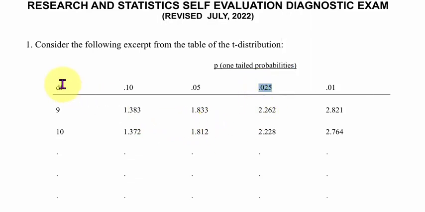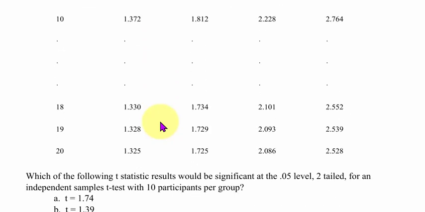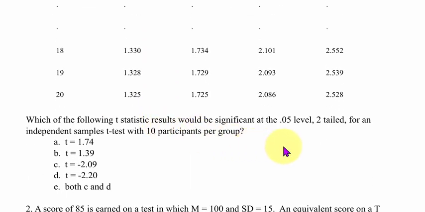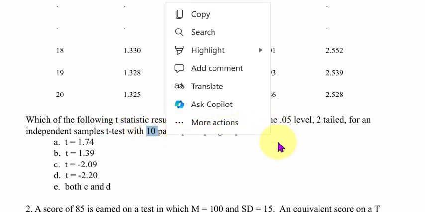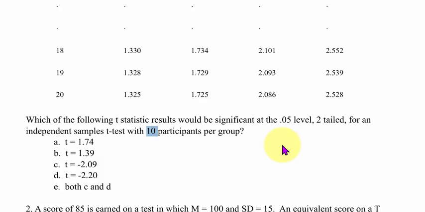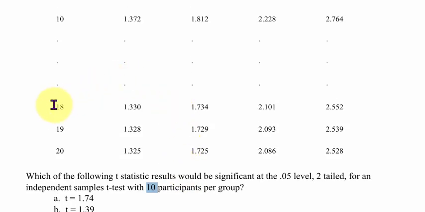Now we got to calculate the degrees of freedom. So remember, the degrees of freedom are the number of total people. So she's got two groups with 10 people apiece. So 2 times 10 is 20 minus the number of groups. And an independent sample t-test has 2 groups. So 20 minus 2 is 18. So we're looking at this row and this column.